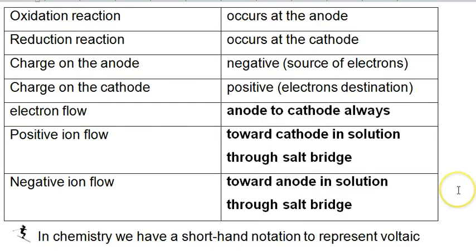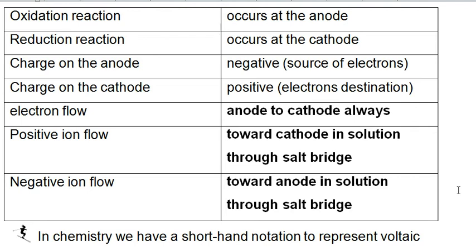The ones I've got highlighted here are pretty important. That's why they're highlighted. Electron flow is always from the anode to the cathode. Now, I always used to remember it when I was a student. It goes down the alphabet, A to C. Okay? Electron flow is always in the external circuit. It's not something I've got written in here, but you may want to jot that in. It's always in the external circuit, okay, through the wire.